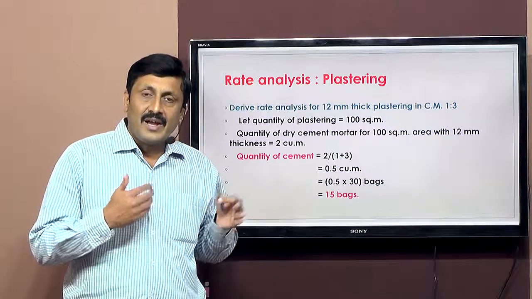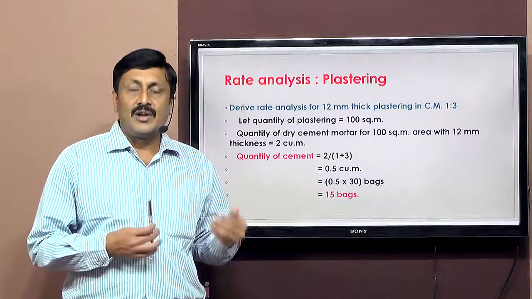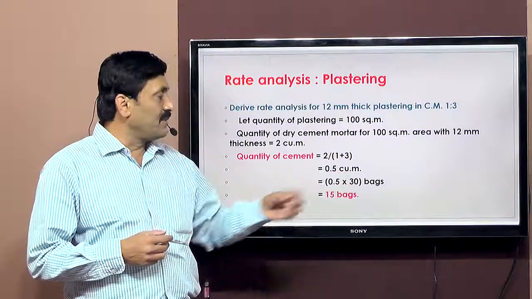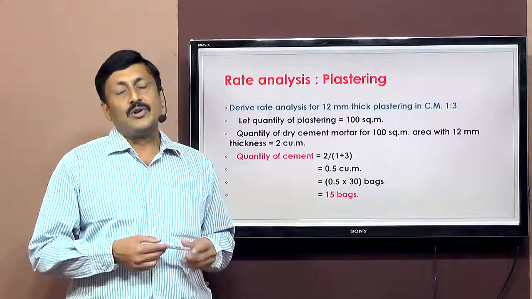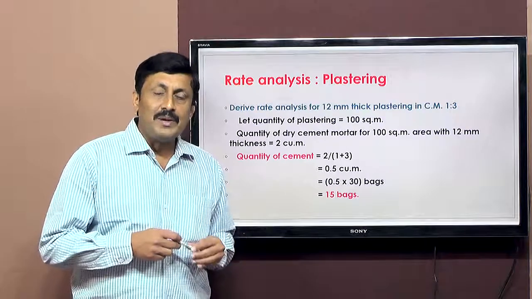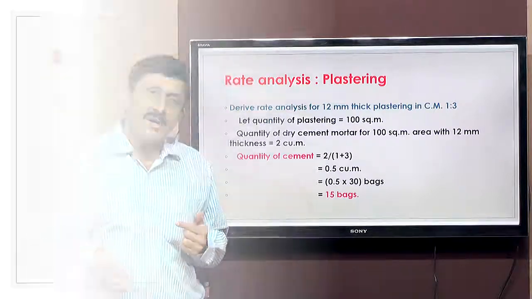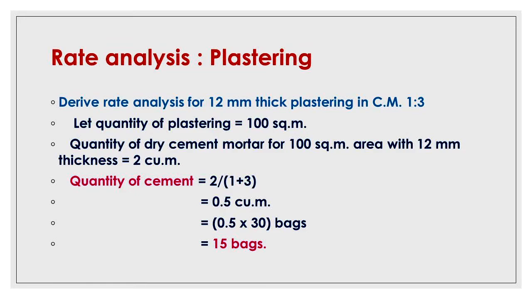Now we are getting the volume of cement in unit cubic meters. We have to convert it into number of bags. 1 cubic meter of cement is equivalent to 30 bags of cement. So for 0.5 cubic meters, how many bags? We need to multiply it by 30. So 0.5 into 30 comes to 15 bags. So we have calculated the quantity of cement in terms of number of bags. For 100 meter square plastering, the number of bags of cement will be equal to 15.